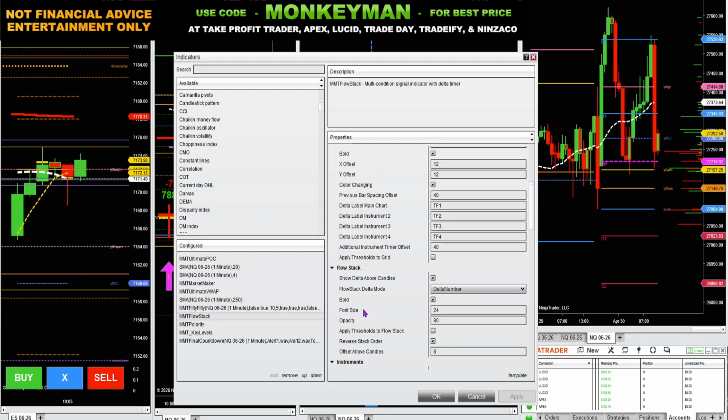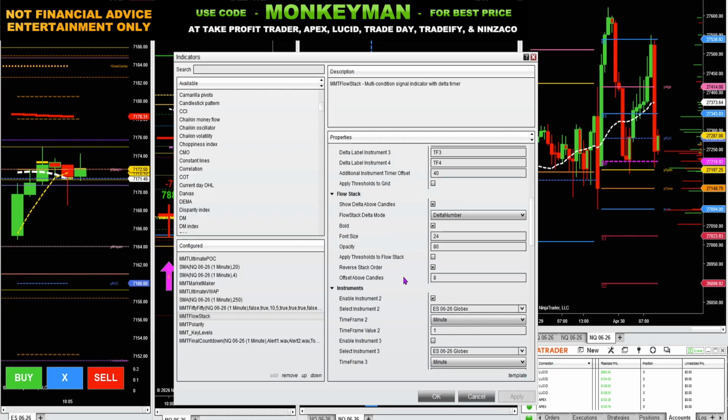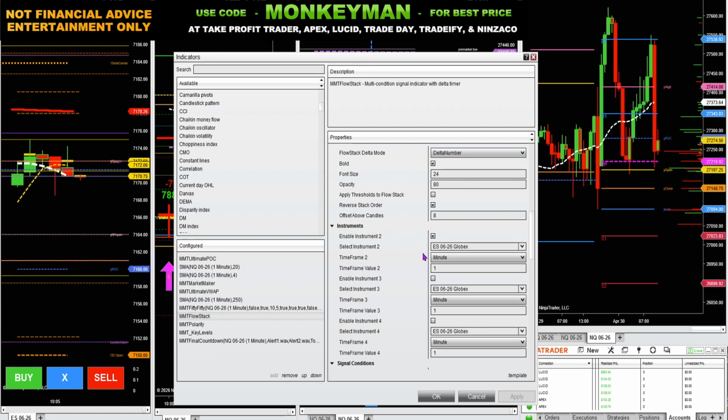I've got the stronger washout settings, 20, 22 and 2, and this is calculating on price change. I've got the MMT flow stack on the chart, showing me the delta number above the candles. My delta thresholds are 0 and 0 for the main chart instrument of the NQ 1 minute. And then I've got the second instrument enabled, an ES 1 minute chart.